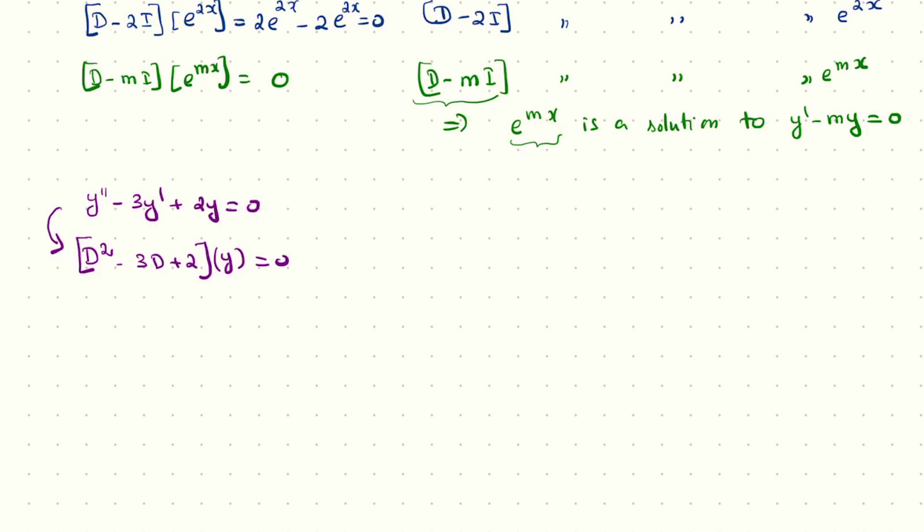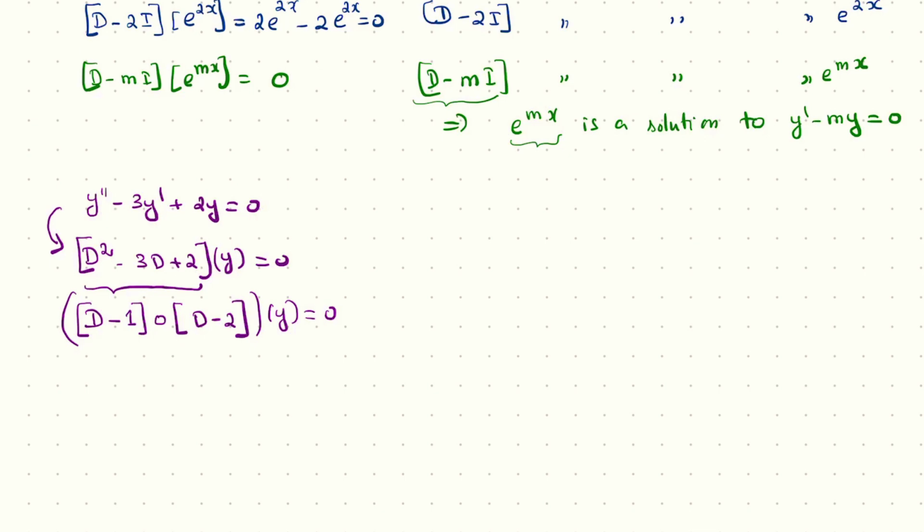And by the way, I can rewrite this in the composition form, which would be D minus 1, which is the same as saying D minus i, composed with D minus 2, or I can simply say D minus 2, of all of that operated on y. You all know this very well.